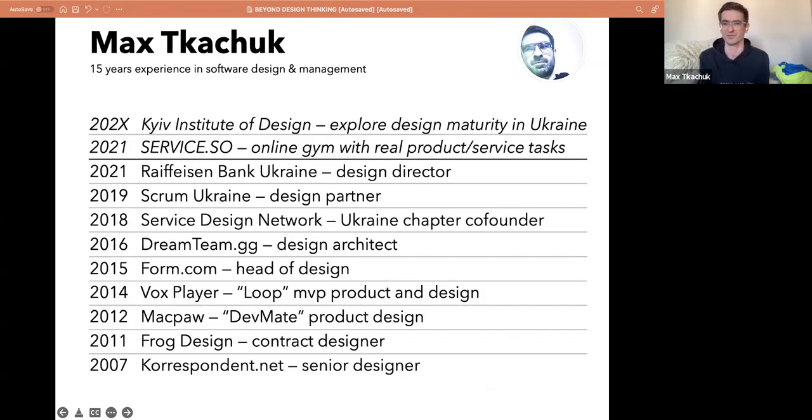If you see my career ladder, you can spot that almost any touches between me and companies were mostly product-led. I was working on products, digital products and services. One of the steps is co-founding Service Design Network in Ukraine, but that's another story.